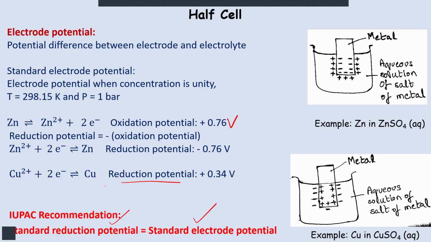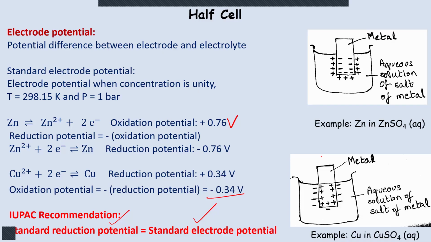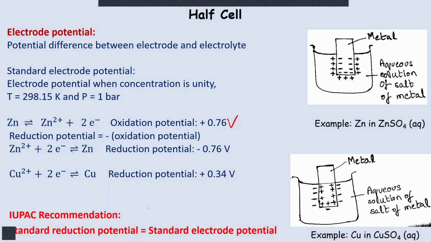Okay, so similarly in case of copper also, here we have reduction potential of copper plus 0.34 volt. So oxidation potential would be minus of reduction potential. So oxidation potential for copper would be minus 0.34 volt. However, as per the IUPAC recommendation, we shall discuss only about the reduction potentials. So even if we mention electrode potential in this class or in any textbook, unless otherwise mentioned, when they say electrode potential, they are particularly referring to the reduction potential. So from now onwards, we'll discuss only about the reduction potentials.